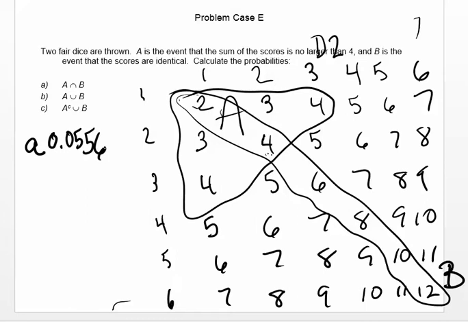Now, what's the probability of A union B? So I want to be inside A or in B. And if you'll recall, I had 6 entries, 1, 2, 3, 4, 5, 6 in A plus 7, 8, 9, 10. So 10 of 36 are in A or B, or A union B. So I would take 10 divided by 36, and I get 0.278.